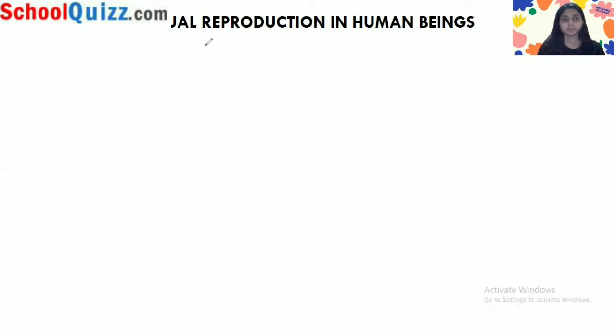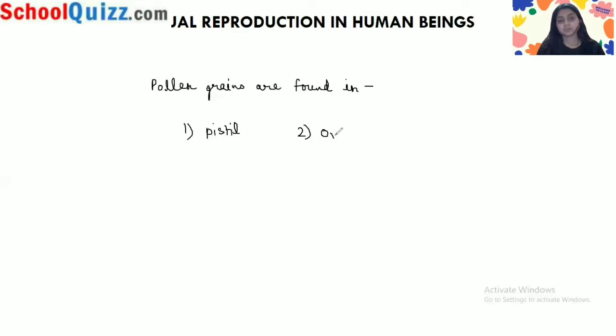So tell me, pollen grains are found in, okay? So you have option 1 pistil, 2 ovary, number 3 anther, number 4 you have filament. Okay, so tell me, where do we find the pollen grains?